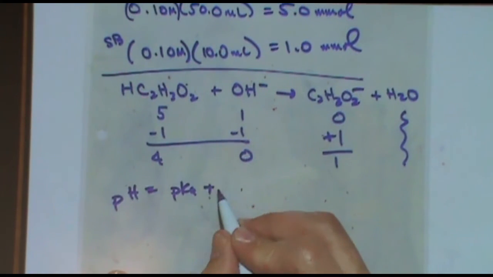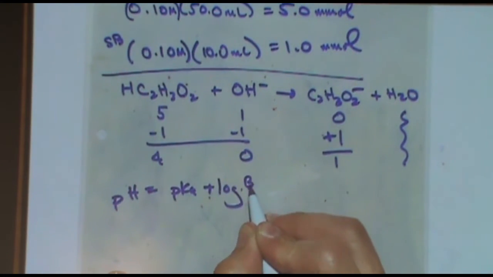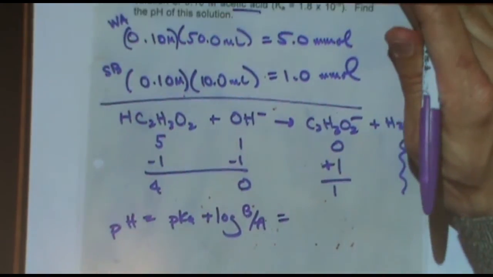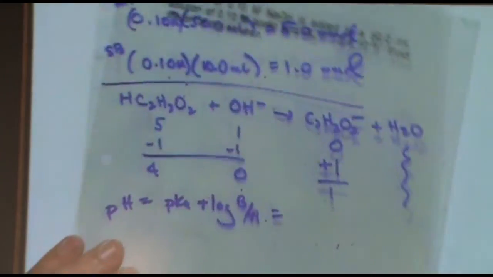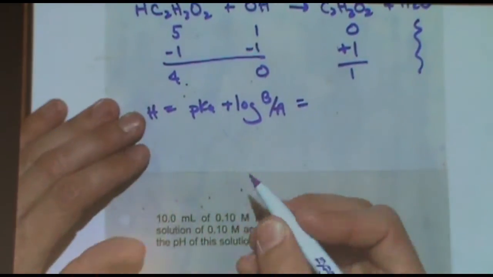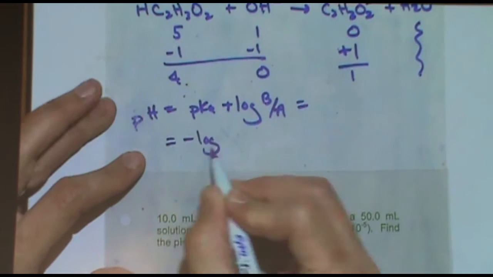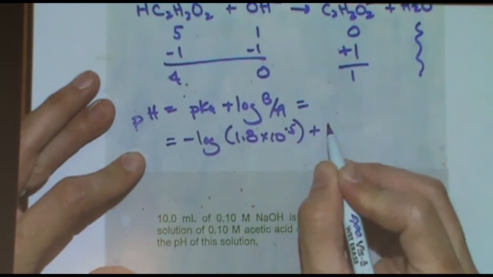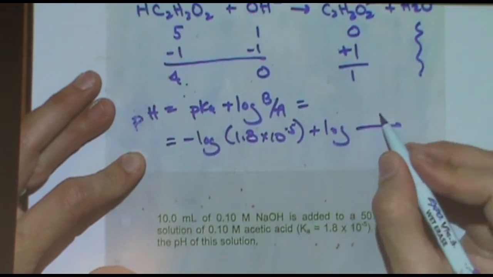pH equals pKa plus the log of base over acid. The pKa, you're given the Ka in the problem. I'll put that down here. Ka is given in the problem. I'll write that on the next line. So you do the negative log of 1.8 times 10 to the minus 5, plus the log of the base over the acid.